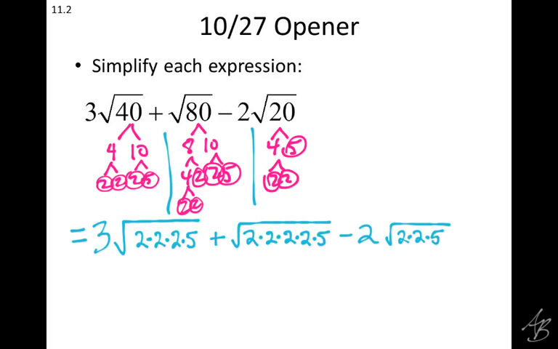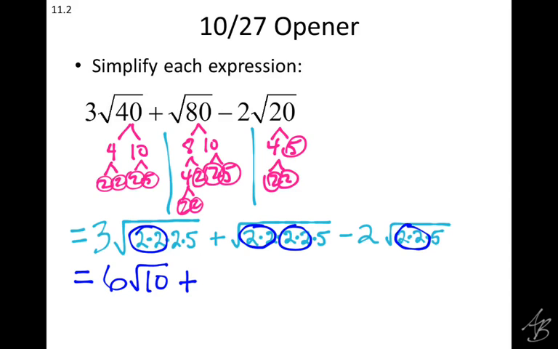Alright, now what? Now we circle pairs, so it's just like what we did when we simplified the square root of 100 by factoring. So we've got a pair of 2's, pair of 2's, pair of 2's, and a pair of 2's. And each of those pairs is going to go on the outside. So what we end up with for the first one is a 3 on the outside, but a 2 joining it. So we're going to have 6 square root of 10 plus 4 square root of 5. Okay, and then minus 4 square root of 5.